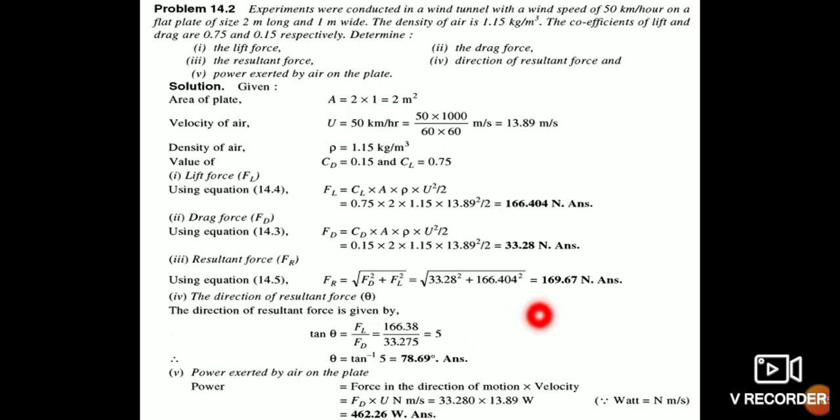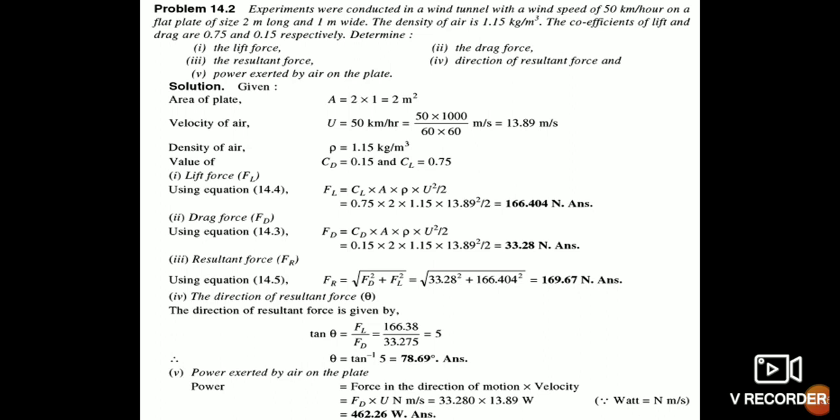And the power exerted to keep the plate in motion. Here only the drag force is required, and power is equal to FD into U. This will be in watt, and dividing by 1000 it becomes kilowatt. So FD into U, 33.28 into 13.89 watt, which is 462.26 watt, or 0.46 kilowatt is the answer.